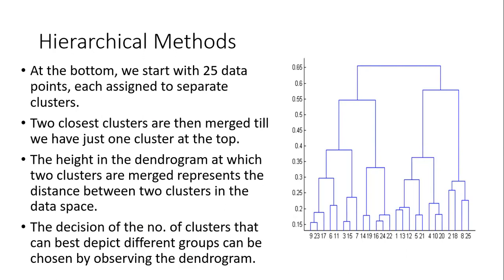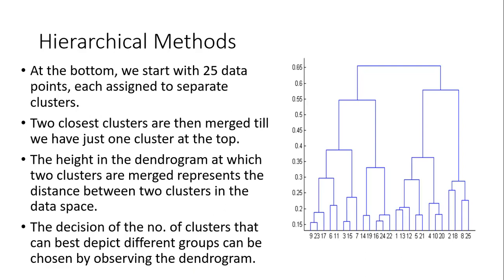For example, I am merging this cluster and this cluster. At this level, I take this whole as one cluster and this whole as one cluster. So the distance between these two is 0.4 almost. Okay, is this thing clear?